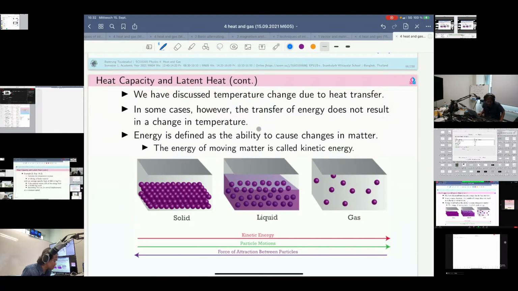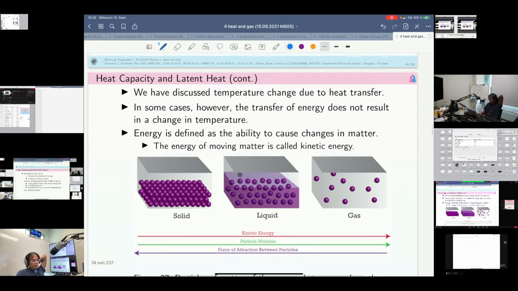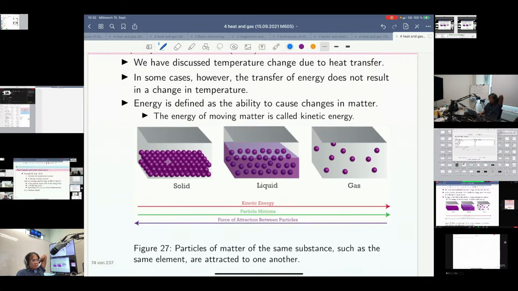Okay, but let's go into the detail of the phases. Energy is defined as the ability to cause changes in matter. If you get heat, your body is going to be burned, something like that. The energy of moving matter is called kinetic energy. Okay, this is the basic thing. Kinetic energy is 1/2 mv squared, right? That's what you have seen before. But this one, there are 3. We will see the relative kinetic energy of 3 different phases.